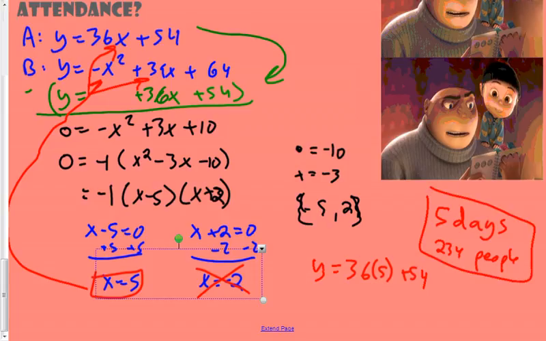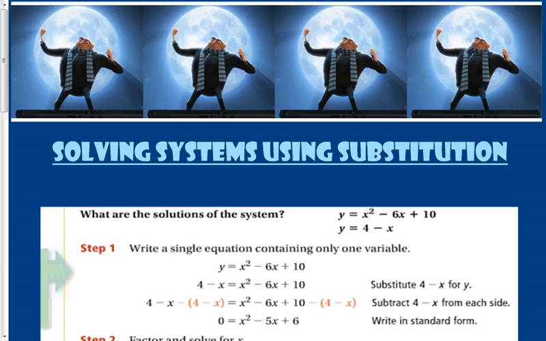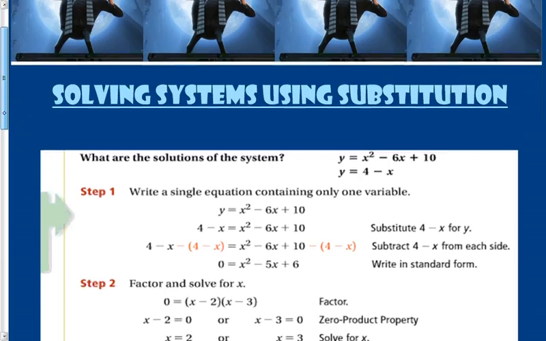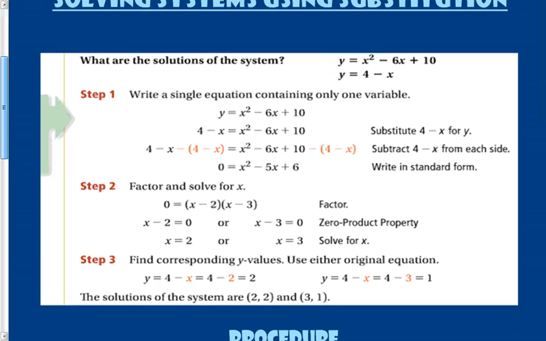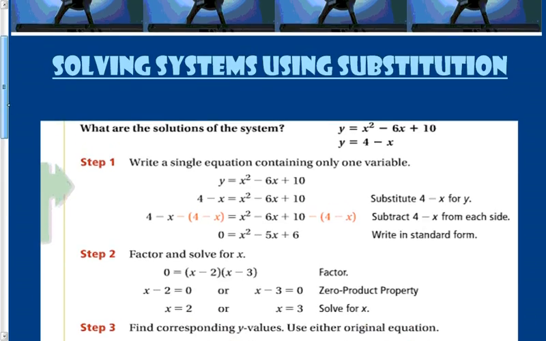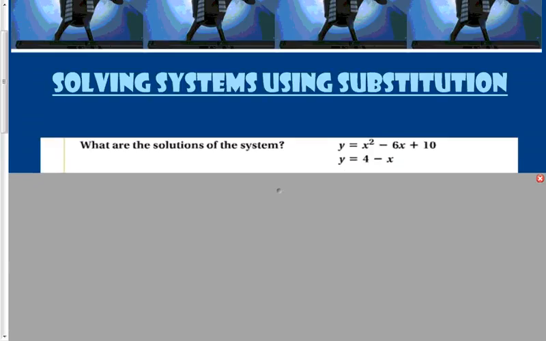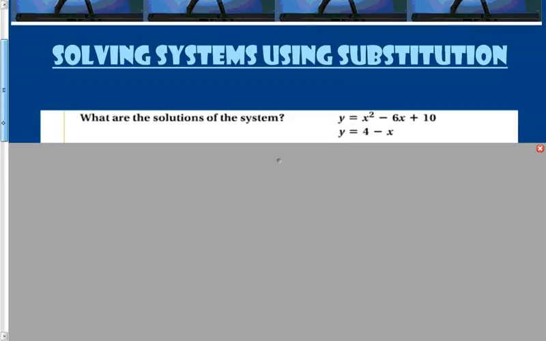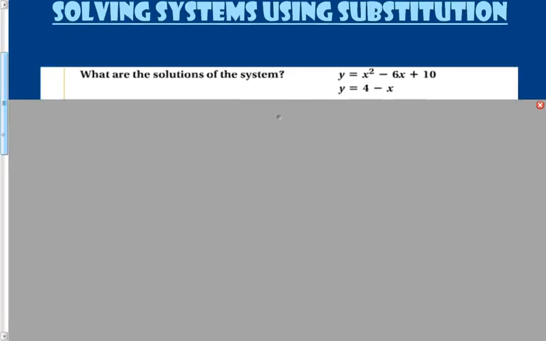All right, so that's the elimination method. The substitution method is, again, very similar to the substitution method that we've done before. So we'll go through an example. I'll give you the procedure and have you try it. Let's take a look here. Remember, for the substitution method, we want one of them equal to either x or y. And in this case, they both are.